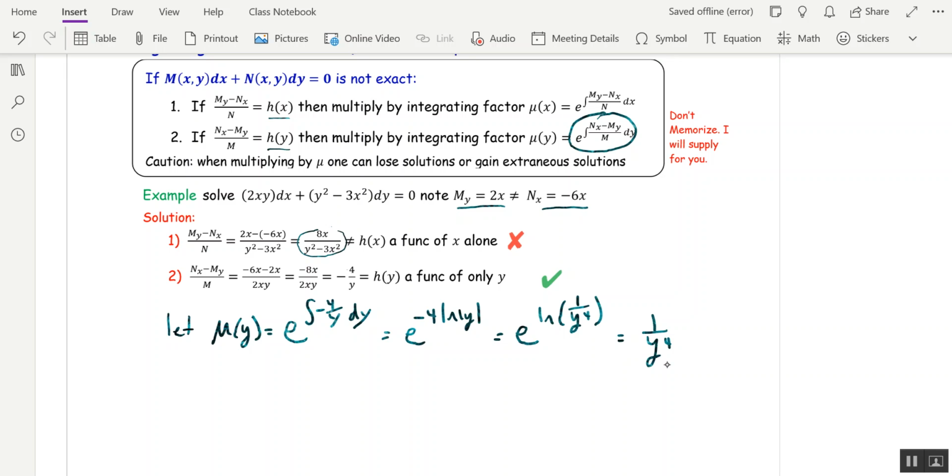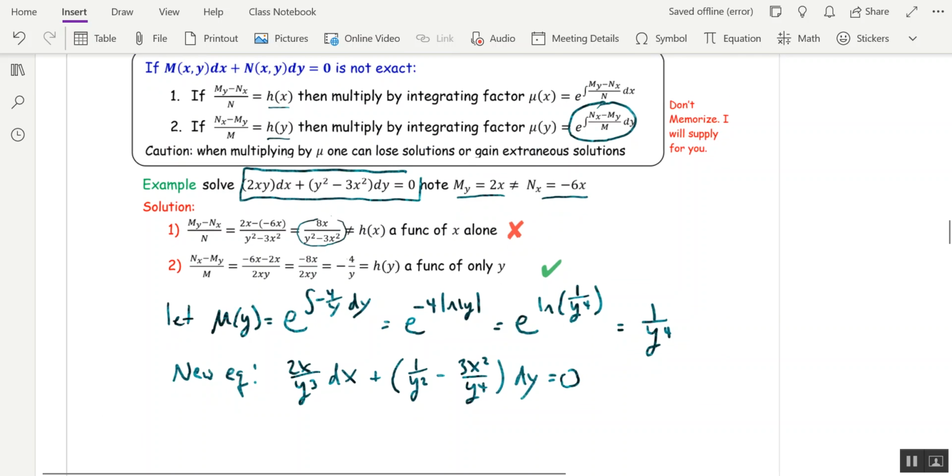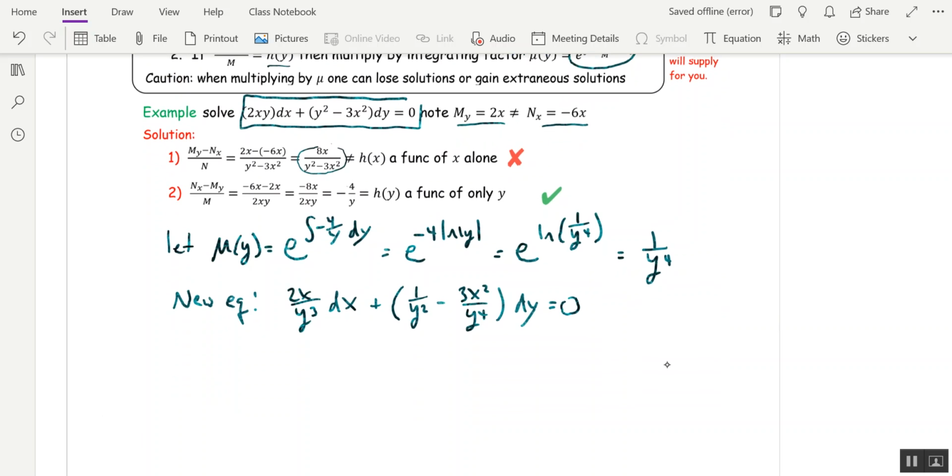So I'm going to make a new equation by taking my old equation and multiplying through by this expression, 1 over y to the 4th. So here's my new equation. 2xy over y to the 4th is going to be 2x over y cubed dx plus y squared over y to the 4th is 1 over y squared, and then minus 3x squared over y to the 4th dy, and that equals 0. Let's just check, make sure that's exact.